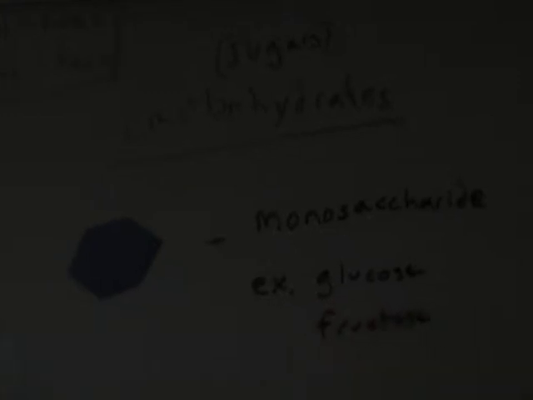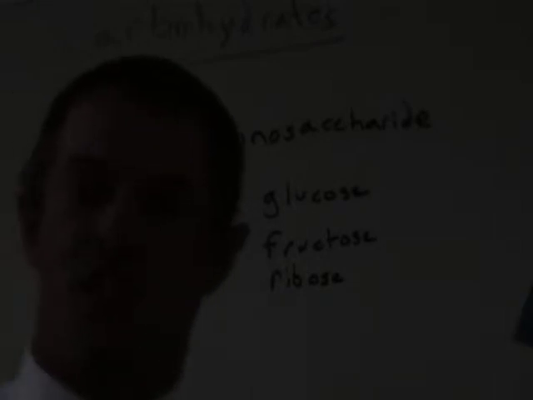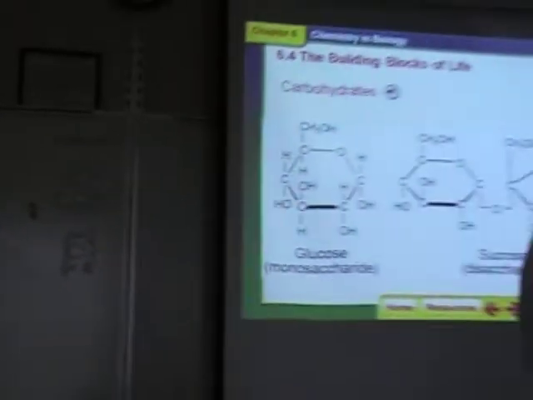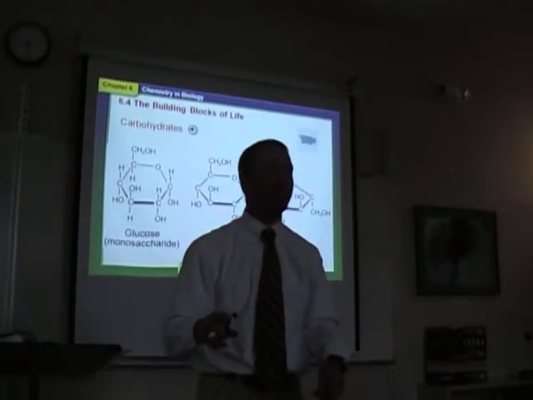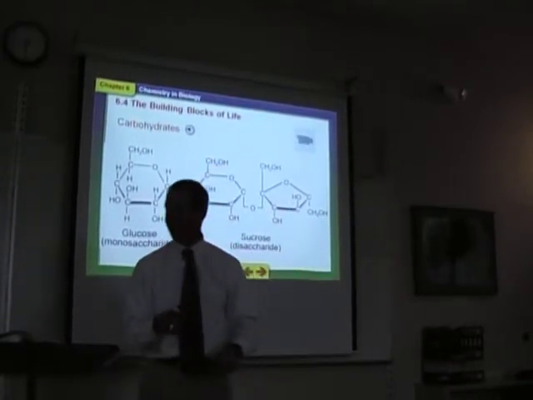There are some other ones. Fructose, that's fruit sugar. And ribose is a type of sugar found in a lot of molecules. But these are all monosaccharides. A monosaccharide is a single ring. Can you say the word monosaccharide? Let's do it on 3. 1, 2, 3. Monosaccharide. Good.